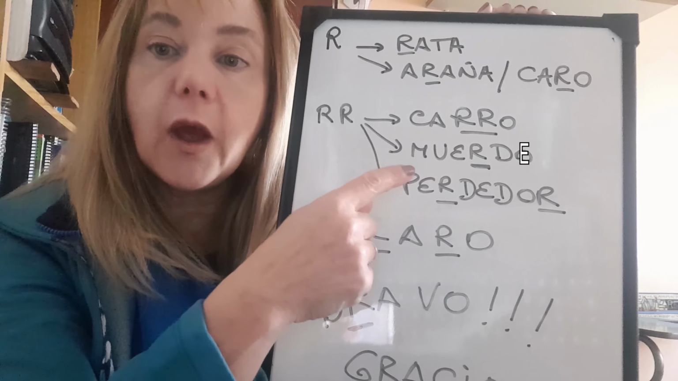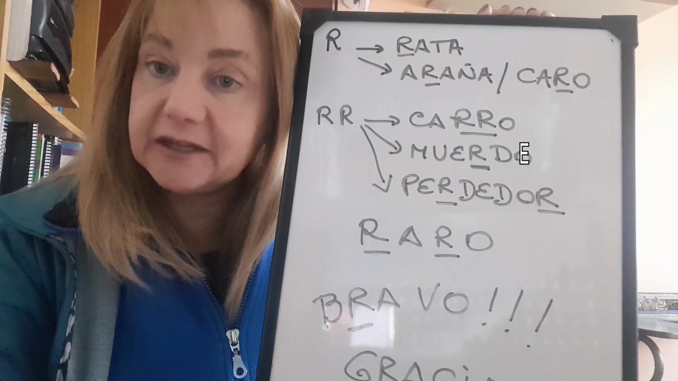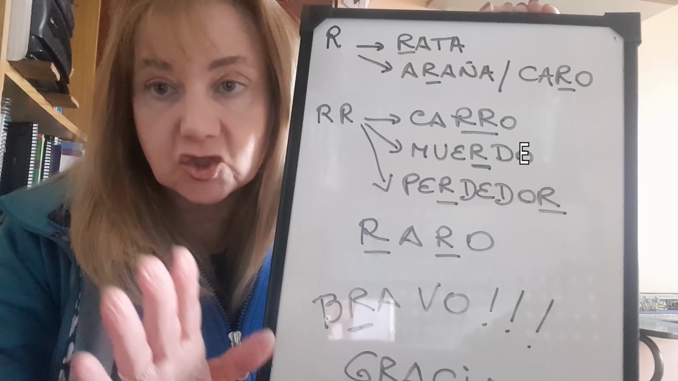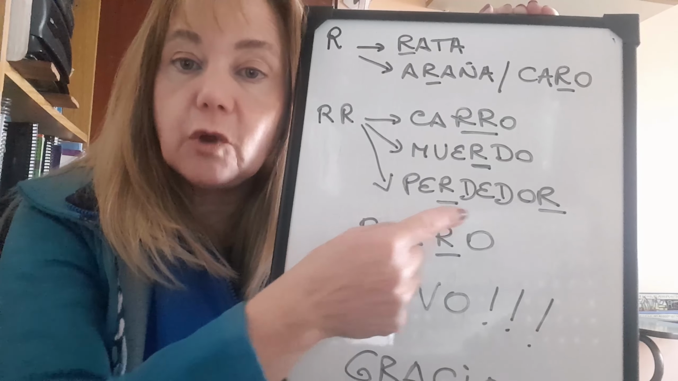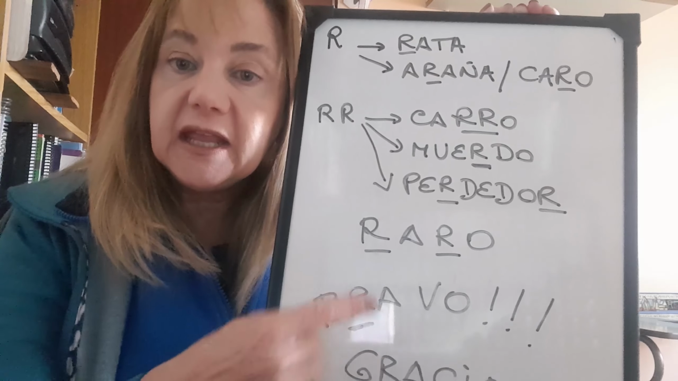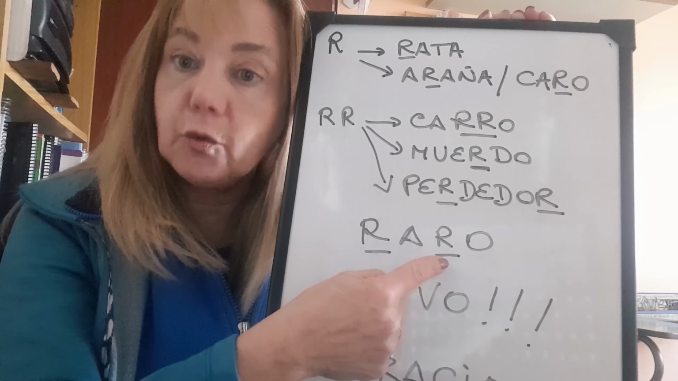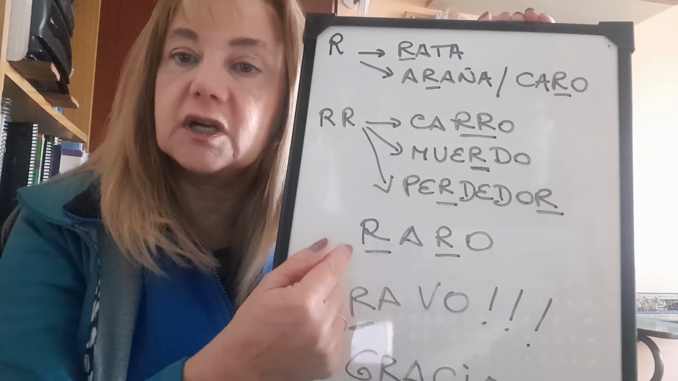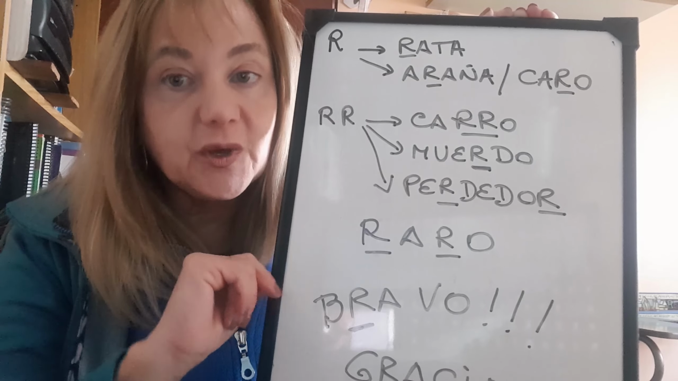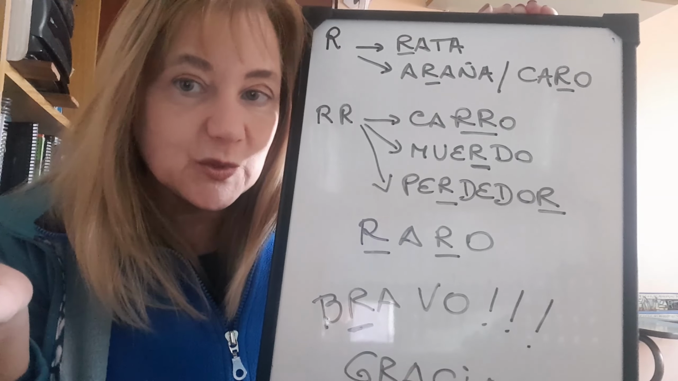Here it says muerde. So here we have an R that is not accompanied by any vowel. It's a middle R, muerde, that is weak. Here we have two R's, one in the middle, one at the end. Both of them are weak. Perdedor. Here we have two R's. Initial R, strong. Middle R, weak. Raro, raro, which means strange. I don't remember if I told you that muerdo means bite and perdedor is loser.